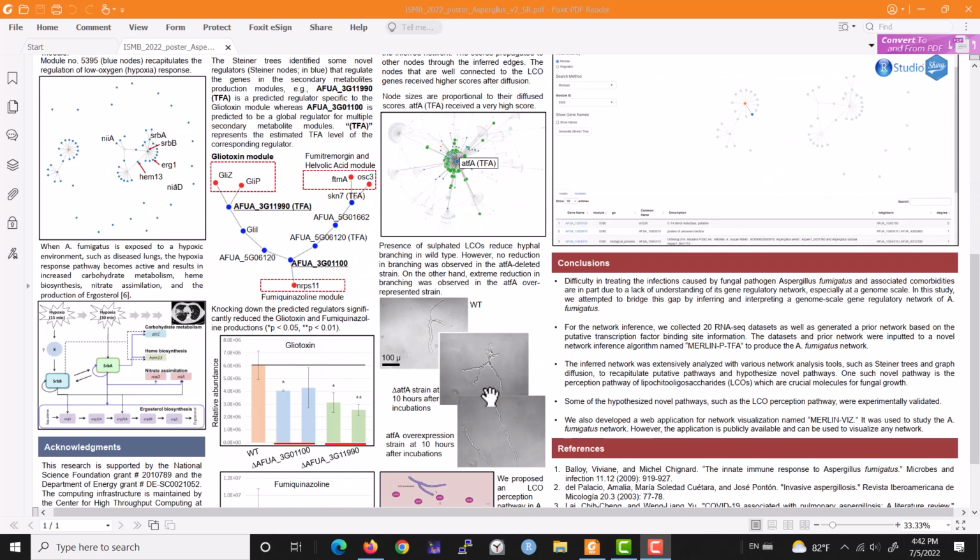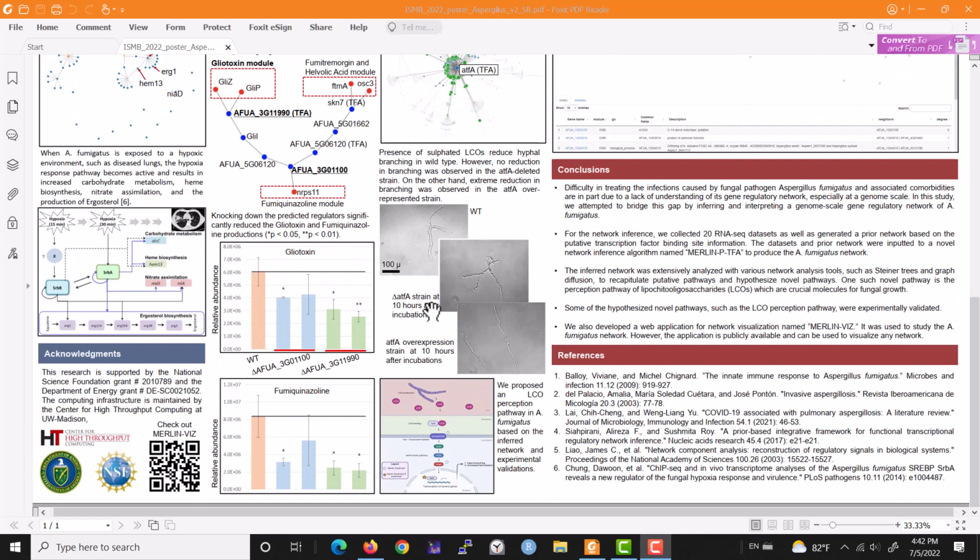To test that, we produced the ATFA knockout strain as well as the ATFA overexpression strain, and we saw that when ATFA is knocked out, then the fungus branches very fast, whereas when ATFA is overexpressed, we do not observe any branching at all.